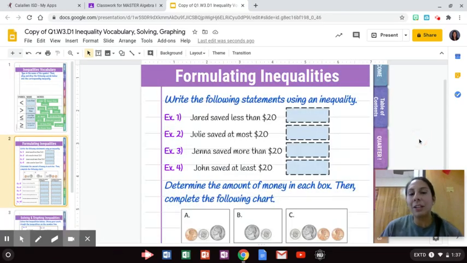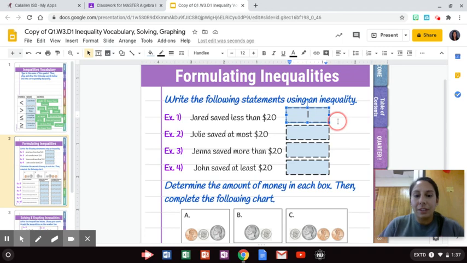Moving on to page 2, write the following statements using an inequality. So Jared saved less than $20. Here they're saying less than, so we're going to use a symbol. I'm going to use J for Jared's saved: J is less than 20. This is how you would write it using an inequality. The next one says Julie saved at most $20. For this one, at most is less than or equal to.